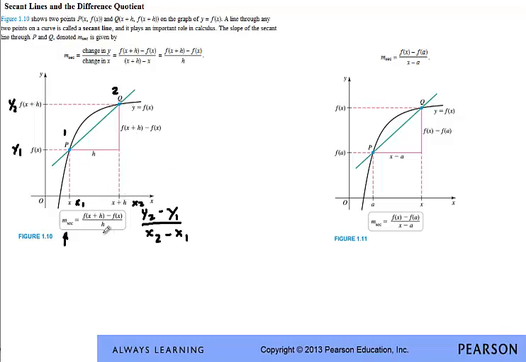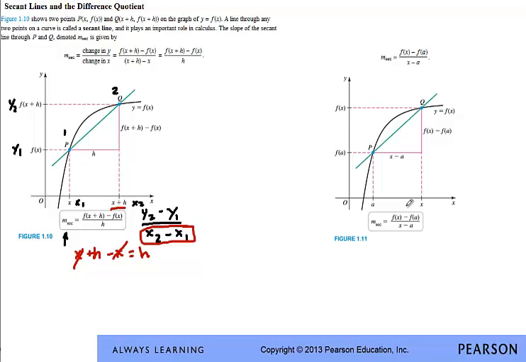And then you might be wondering, well, why is it just h on the bottom? That's because if I were to work out the algebra of it, I would have x2 is x plus h. That's x2. And then x1 is just a plain old x. So if I were to subtract these, I would just get, oh, these two x's cancel, leaving me with just h. And that's why there's just an h on the bottom instead of this difference.